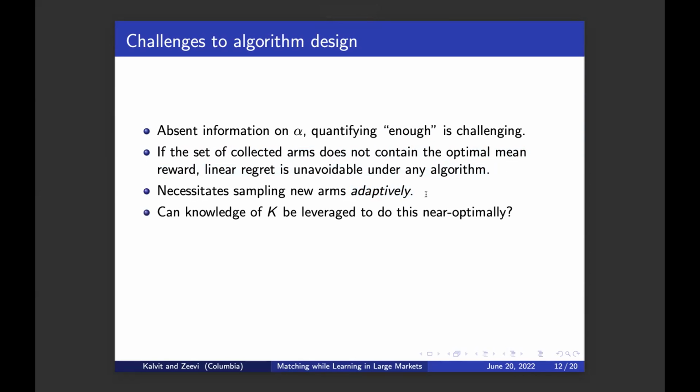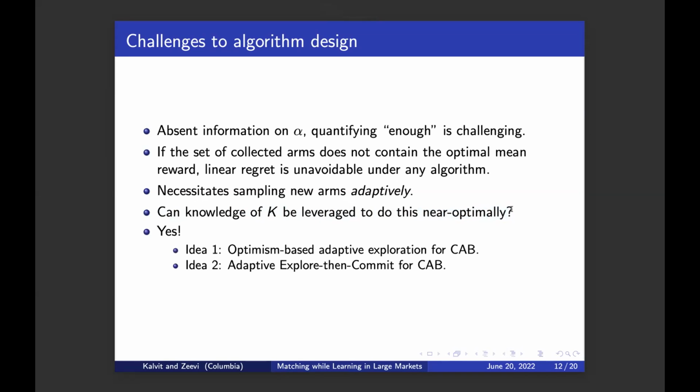So the natural question here is, absent information on all of the primitives in the problem and endowed only with the knowledge of K, can we sample arms adaptively from the infinite population of arms in order to recover a regret that grows near optimally, let's say, in the horizon? The answer to that is, in fact, yes. We in fact developed two strategies based on very classical principles, which are primarily used for finite arm bandits.